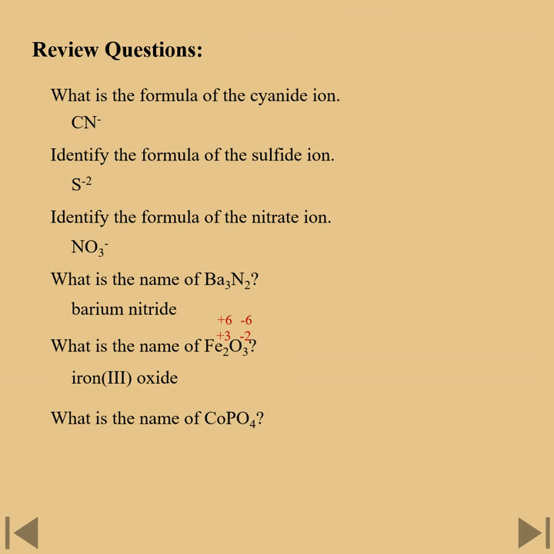For iron, Roman numeral 3, oxide. Let's name this compound. I see a metal and a polyatomic ion. Both of those tell me this is ionic. What's the name of that metal? Cobalt. Does cobalt get a Roman numeral? Yes, it does. Again, we'll leave an empty spot behind for it.